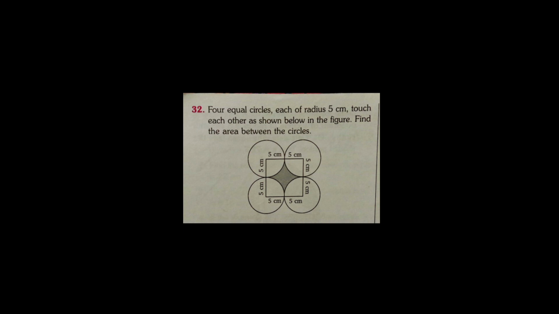Now the next one is again the same as 30. Questions 30, 31 and 32 are the same type. Here also you have to find the shaded region. So this is a square, and each side of the square is 5 plus 5, 10 centimeters. So you can find the area of the square.